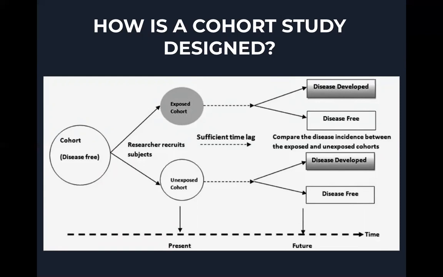We basically monitor exposed and unexposed cohorts over time to determine the rate of incidence of developing a particular outcome. And then we compare the two groups to calculate the relative associated risk with that outcome. So again, you have the disease-free group, your exposed cohort, your unexposed cohort, a sufficient time lag, and then the difference in incidence rates is compared between the two groups.